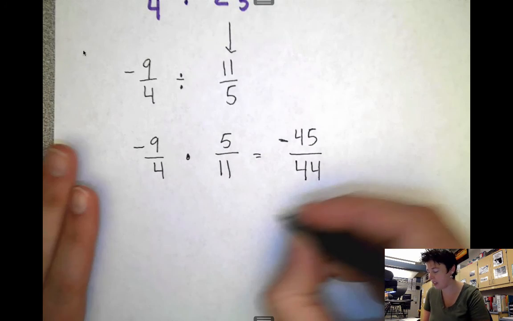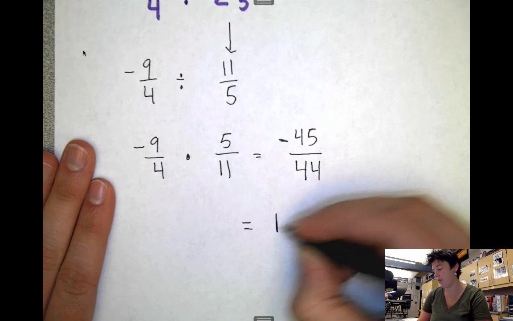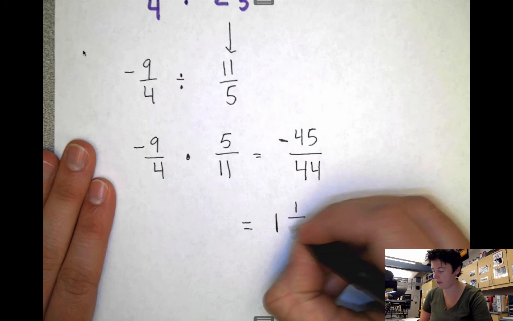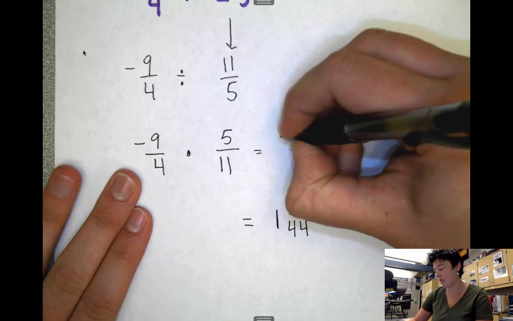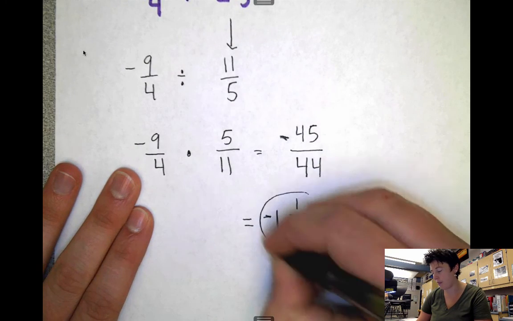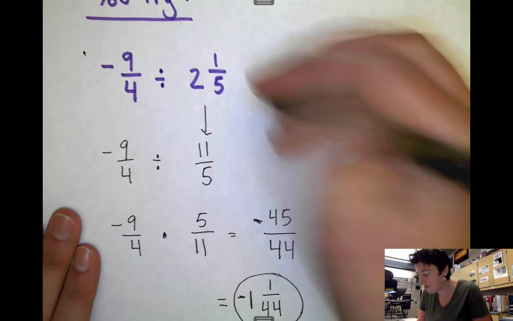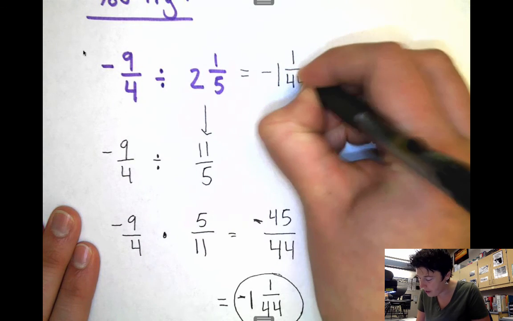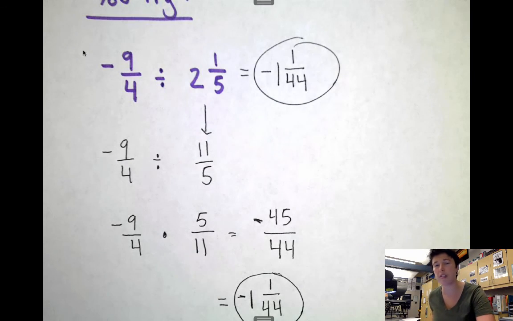But it's an improper fraction, so I'll rewrite it as a mixed number. 44 fits in there one time, with a remainder of 1 out of 44. So it's 1 and 1/44. And because it was a negative, it's negative 1 and 1/44. And that's my answer. And I'm done. I hope that's what you got, and if you didn't, I hope you found your mistake and understand what you did.